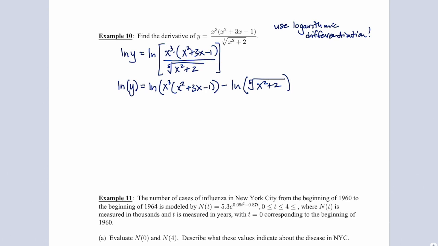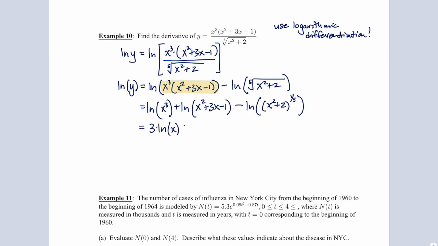And then in the first term here, I also have a product, so I'm going to break that up. And if I have the natural log of a product, I can make that the sum of the natural logs of the two factors. And then I'm going to remember that a fifth root is the same as an exponent of 1/5. And the reason I want to be thinking about that is that I know I have another logarithmic property that says I can move those exponents down. So now I've got, let's see, the first one, I'll move the 3. So I'll have 3 times the natural log of x plus the natural log of x squared plus 3x minus 1. And on the last term here, I'll move the 1/5, natural log of x squared plus 2.